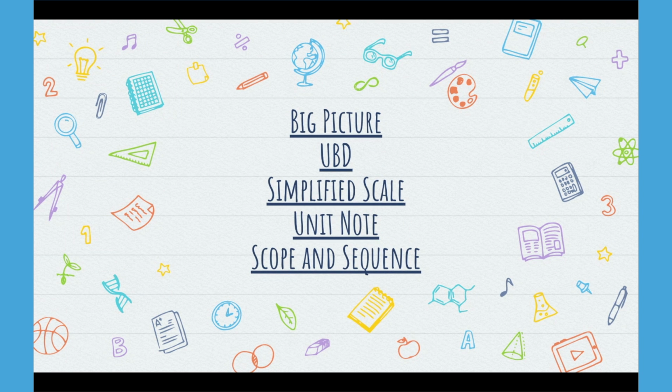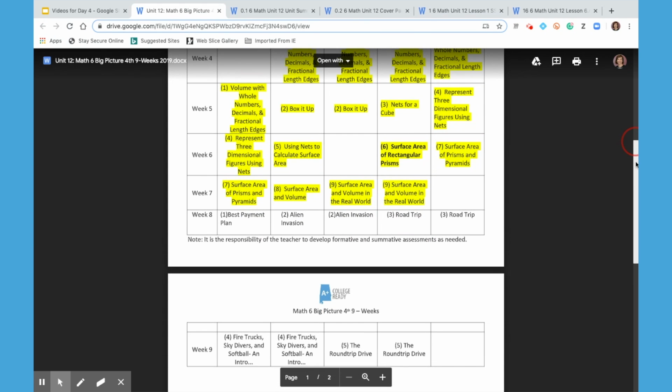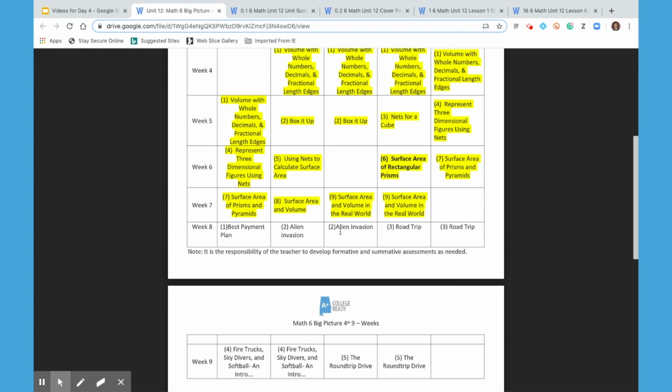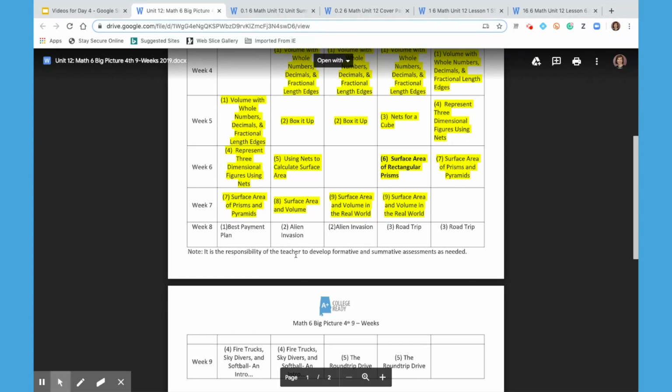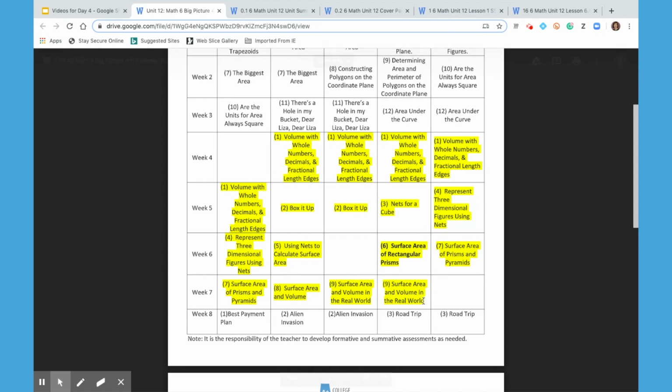Since we're starting a new unit, we've got the big picture, the UBD, the simplified scale, the unit note, and the scope and sequence. The big picture. So this is our last unit of the year that you'll be doing with students. If you notice near the end of the 9 weeks, we have an extension unit if you need that as far as putting that in, or if you need more time to continue out the last several weeks of school, last 10 days, you've got that time also.